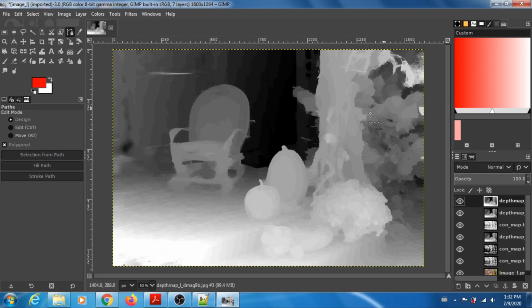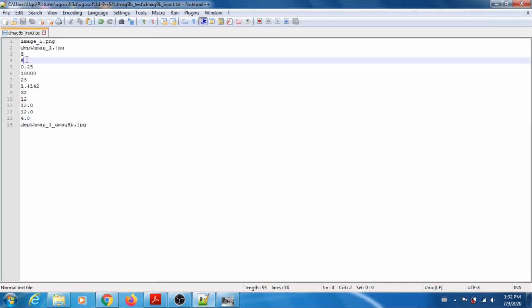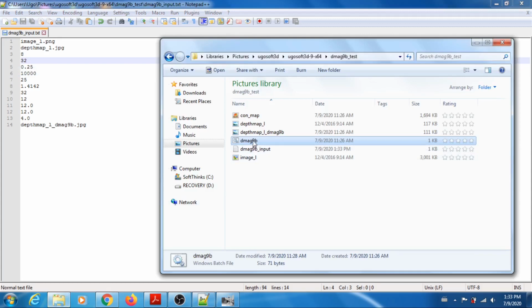So what I'm going to do next is the opposite. On the color, I'm going to increase the bucket size to 32. So what happens is that the DMAG9b is going to deal with fewer colors. The depth map you're going to get should be further away from your input depth map. So let's run this one. Let's save. Okay, so let's run that one.